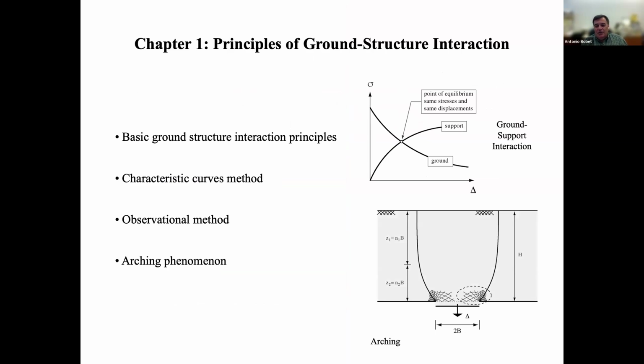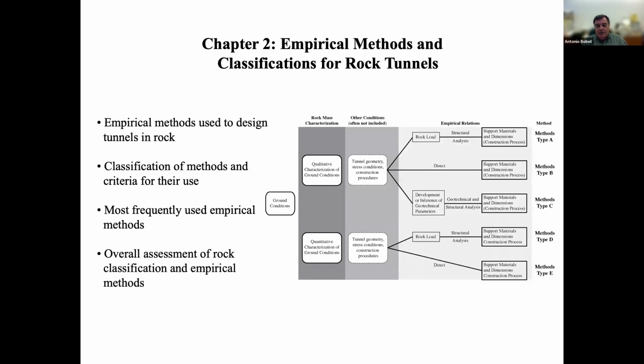This is an introduction, a general description of the interaction between the ground, the water, and the support, and how excavation influences that. Then we talk about characteristic curves, and you have on the top right one of these graphs that we use to describe this method. Very important, we include concepts of the observational method, which is critical in underground construction. And then we finish the chapter talking about the arching phenomenon, which we use to introduce the concepts of loads on the support of rock tunnels and tunnels in soils.